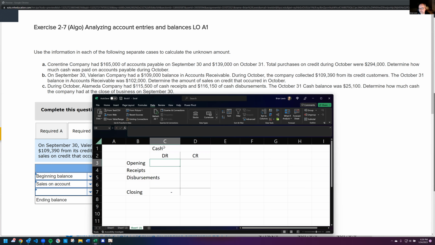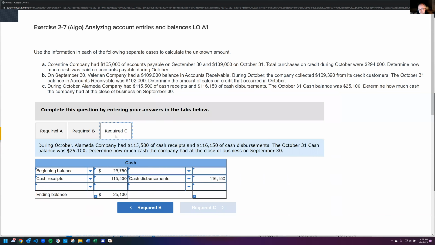Opening was 25,100. Cash receipts, that's money received, so that increases your cash account. Cash receipts of 1,500 is going to be a debit. Your disbursements is a credit because it's reducing the account. So that's 116,150, and that should give me a balance of 24,450. That math is easy, just adding and subtracting, right? So now when I come over to required C, I should have the right number.